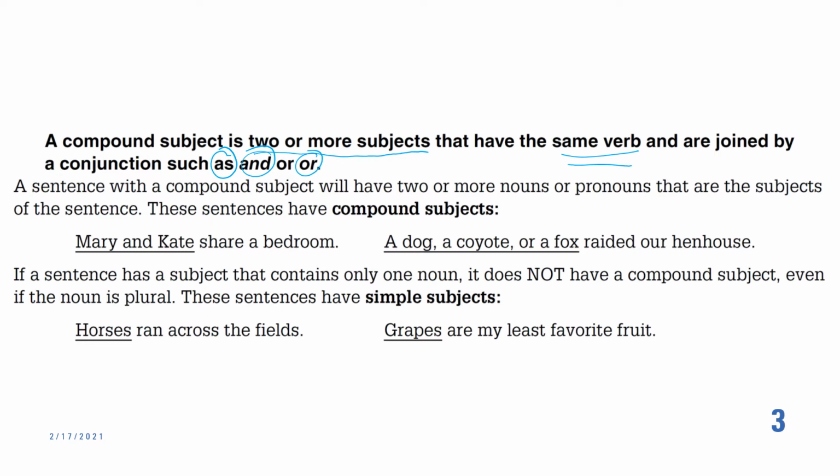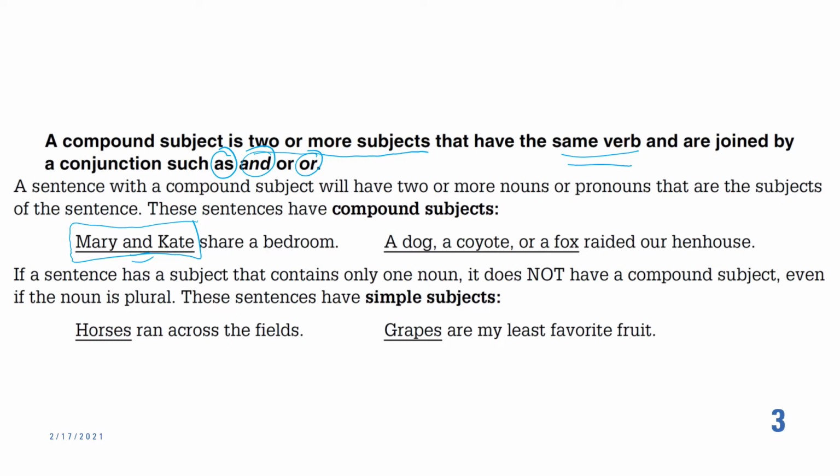A sentence with a compound subject will have two or more nouns or pronouns that are the subject of the sentence. These sentences have compound subjects. Mary and Kate share a bedroom. As you can see here, we have Mary and Kate. Here, there are two subjects joined by the conjunction and. All of this, we call compound subject.